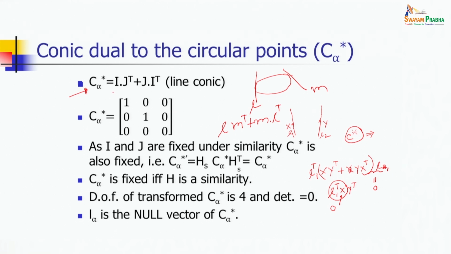So if I perform this algebraic operation, the structure of the conic would be like this, which looks very simple. You can see that this part is a 2 cross 2 identity matrix, but the rest of the entries are 0.